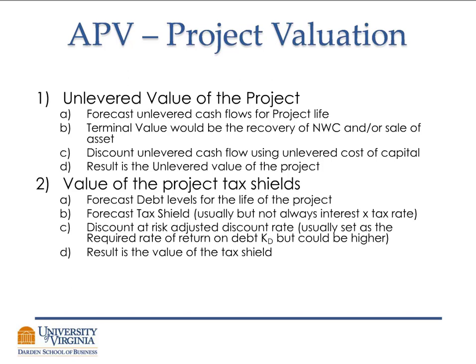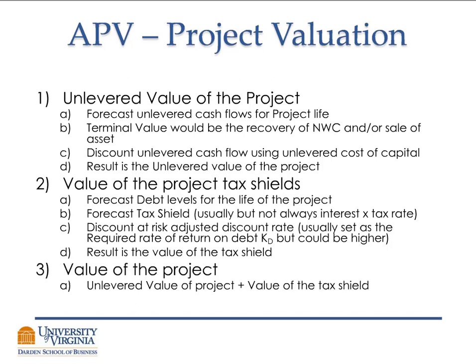Next, let's look at the value of the tax shields. Here we would have to forecast debt levels for the life of the project. We need a very specific forecast here. Then we would forecast or calculate the tax shield, which is usually, but not always, the interest times the tax rate. Discount them at the appropriate risk-adjusted discount rate, usually set as the required rate of return on debt, KD, but also could be higher. The result is the value of the tax shield. We would say that the value of the project is the unlevered value of the project plus the value of the tax shield.